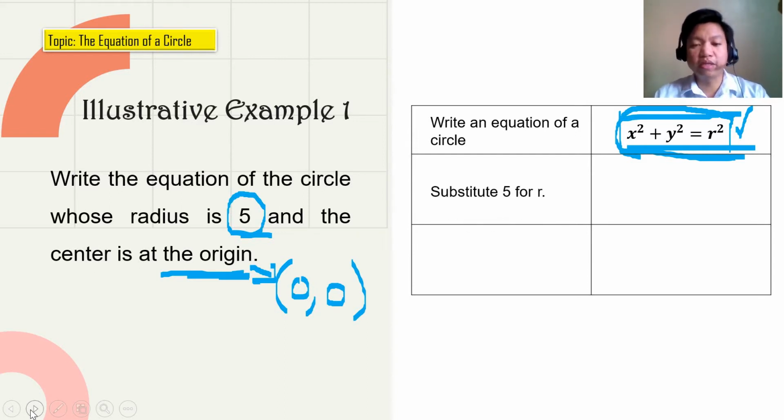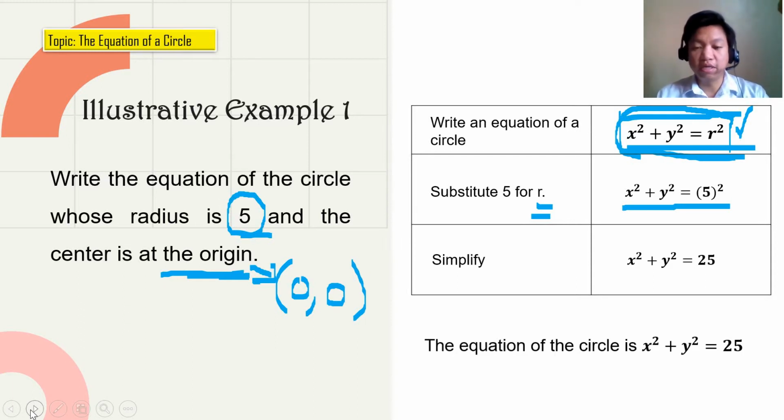And then, next step natin is substitute 5 for r. So, you'll have now x squared plus y squared is equal to 5 squared. So, pinalitan natin yung r. Again, yung r is the radius. Okay? So, we have here 5 units. And then, we need to simplify this. So, you have now x squared plus y squared is equal to 25. And that's it. The equation of the circle now is x squared plus y squared equals 25.